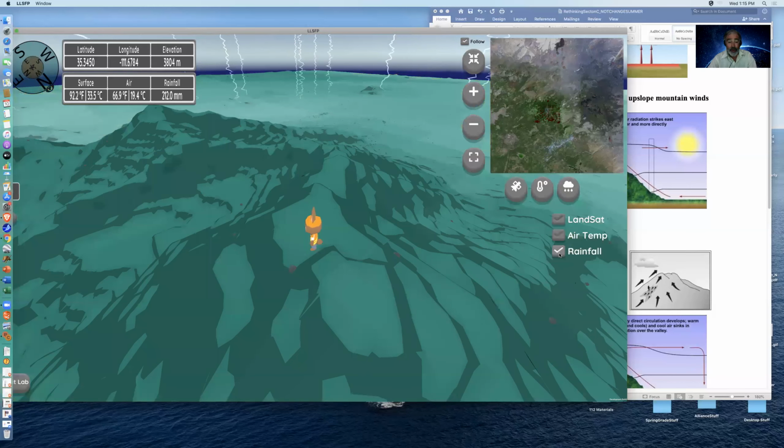There's also rainfall or isohyet data, where at the top of Mount Humphreys for the month of August, the rainfall total averages 212 millimeters. Where the avatar is, you can see the air temperature as well as the surface temperature, the latitude and longitude, the elevation, and the outer ring of the compass is where the camera faces, in this case to the southwest, and the inner ring is the direction the avatar faces, in this case to the southeast.